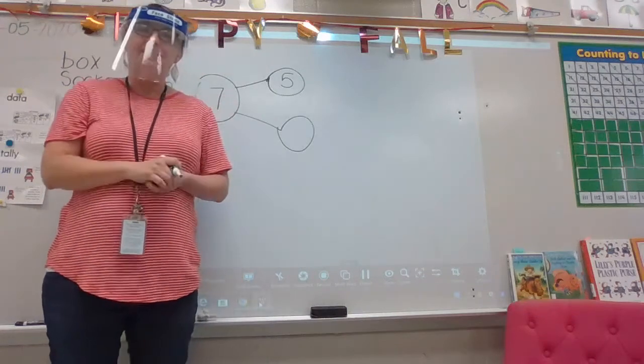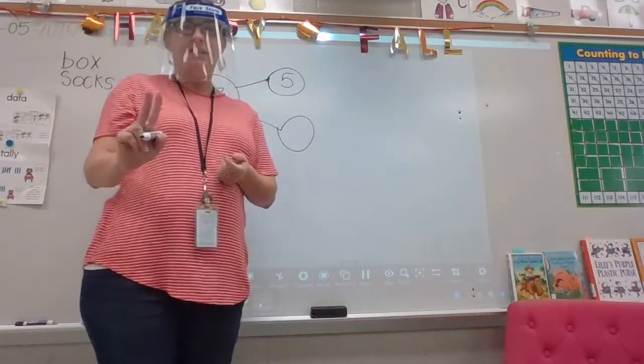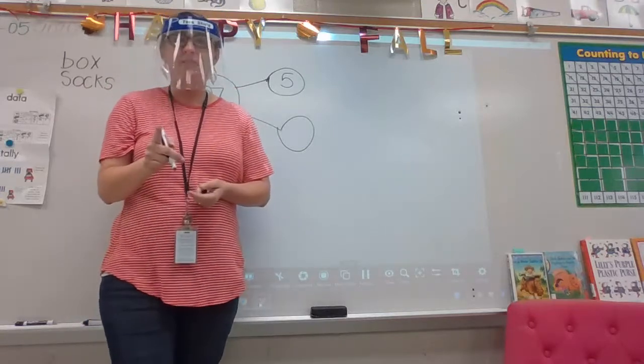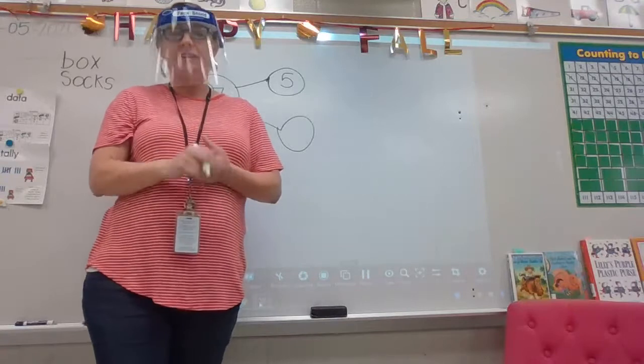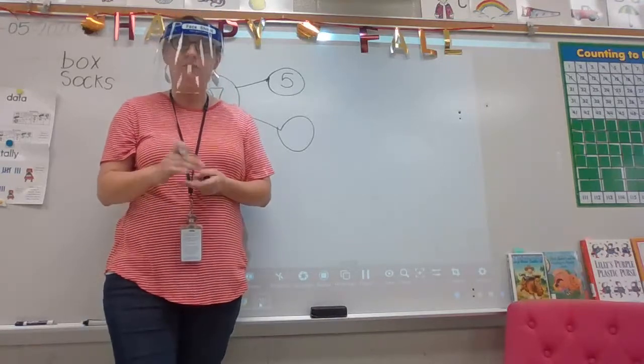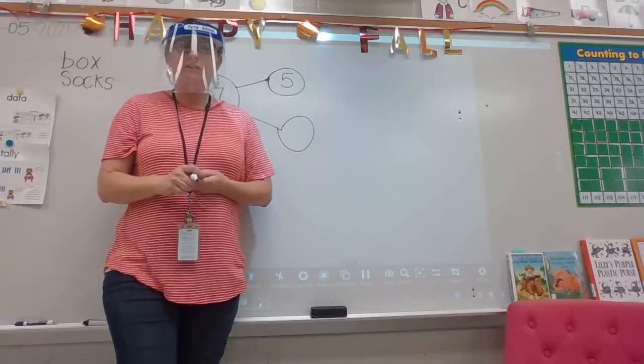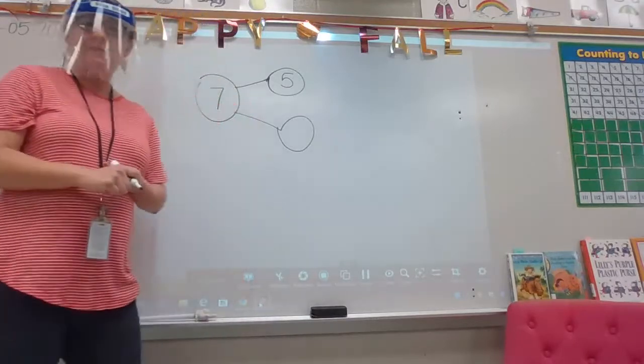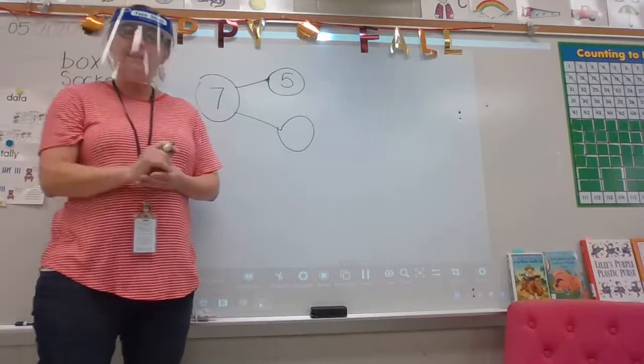Hi everybody. Today we're going to be talking about two math concepts that we've been working on in our math class in first grade. The first concept we're going to talk about is finding the missing part of a number bond or a number sentence. And we're also going to be working on writing tally marks.